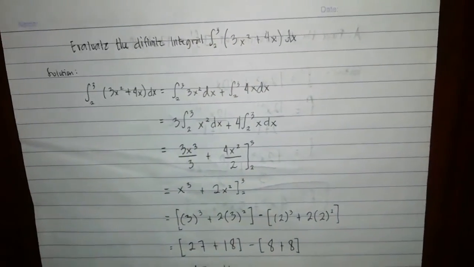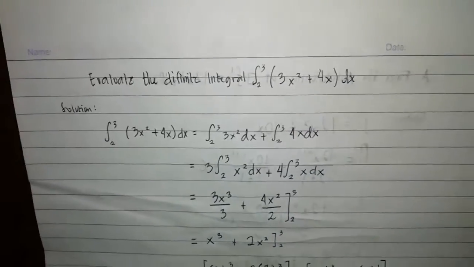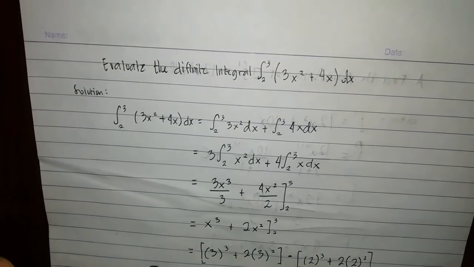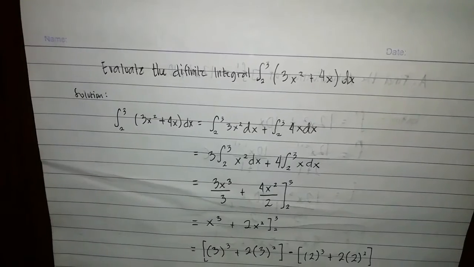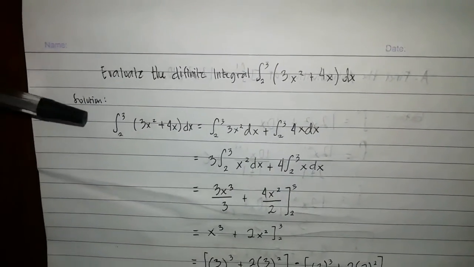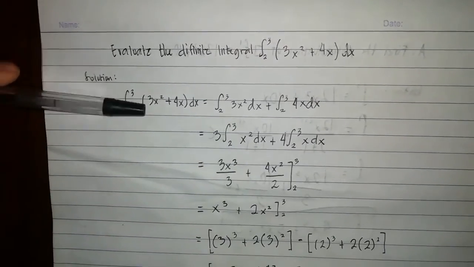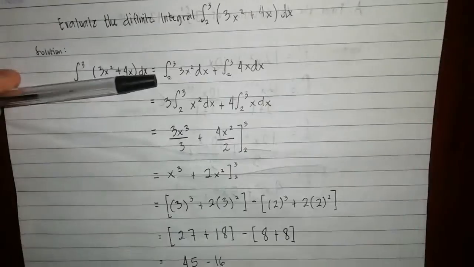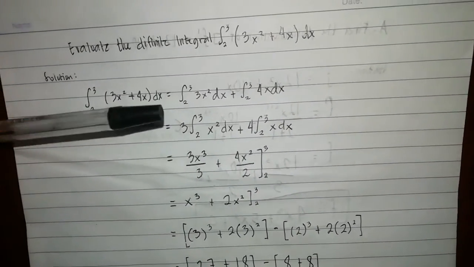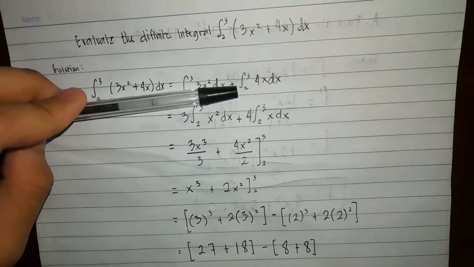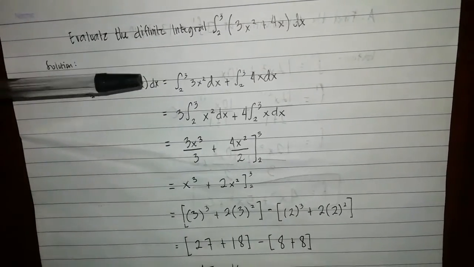So the second problem is on integrals. The problem is to evaluate the definite integral from 2 to 3 of 3x squared plus 4x dx. So here is the solution. The definite integral from 2 to 3 of 3x squared plus 4x dx is equal to the definite integral from 2 to 3 of 3x squared dx plus the definite integral from 2 to 3 of 4x dx.